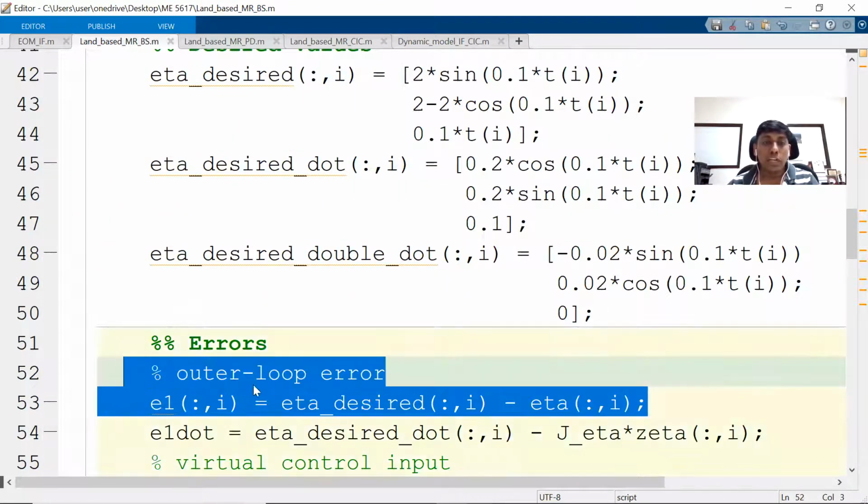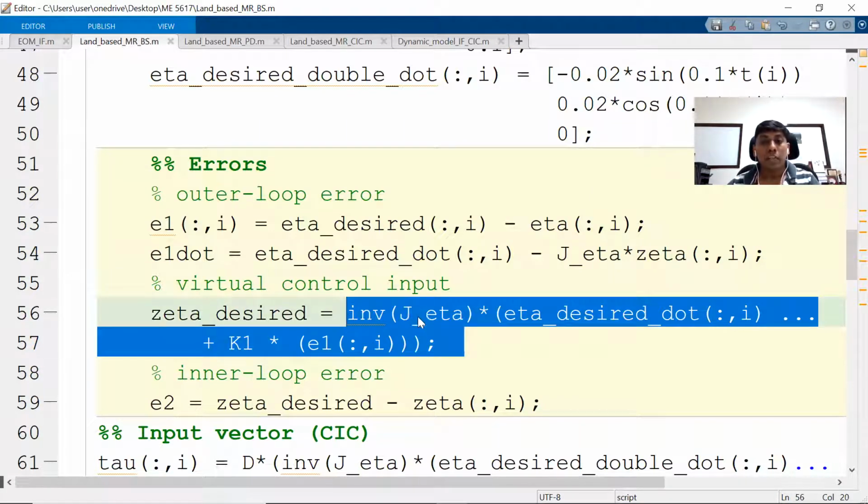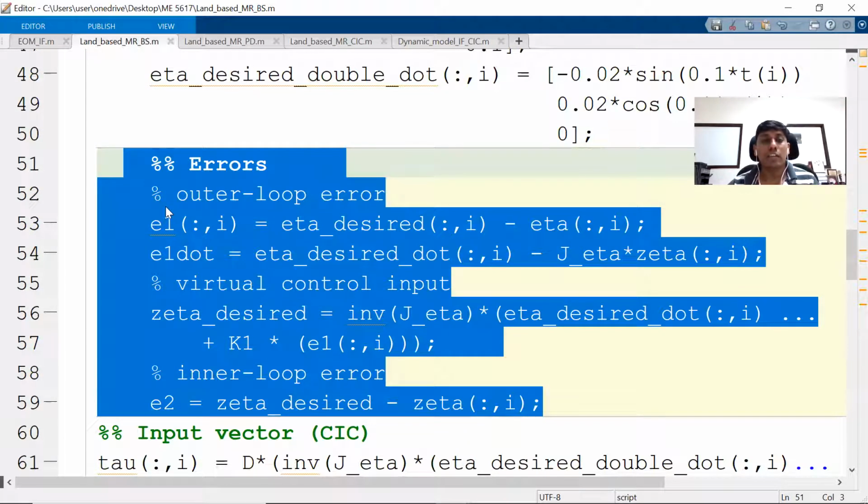Based on this, we derive the virtual control input, which is the inner loop input, what we call zeta desired. The zeta desired is obtained based on the backstepping, where it is the inverse of the Jacobian, J eta inverse, times eta desired dot plus K1 E1. Based on that, the inner loop error is zeta desired minus zeta. So this is the error calculation.